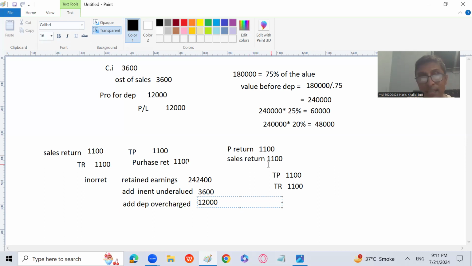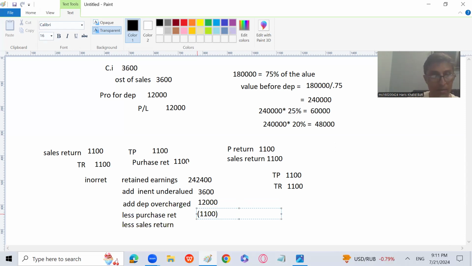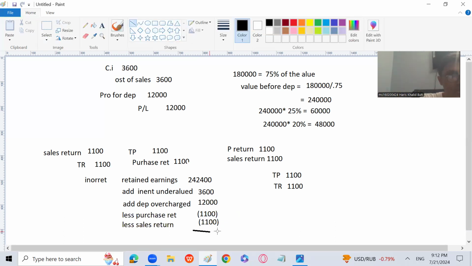In the last entry, purchase return and sales return are debited. Because of this, we will subtract them from the profit: less purchase return, and less sales return, 1,100 and again 1,100. It will be subtracted, right? Then we can find the corrected retained earnings. So let's do it. Let me calculate it for you.